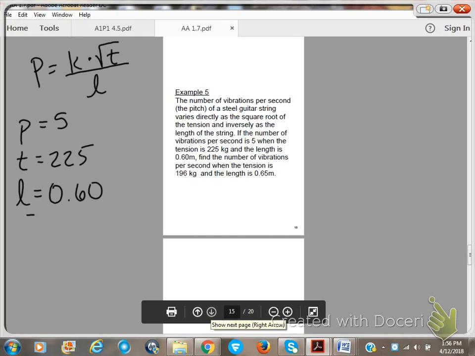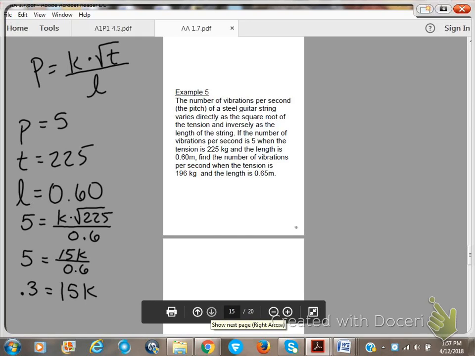So this gives us that 5 equals K times the square root of 225 divided by 0.6. So 5 equals, what is the square root of 225? 15K divided by 0.6. How would we get rid of the 0.6? Agreed. So multiply both sides by 0.6. And if you take 5 times 0.6, 0.3. Okay. 0.3 equals 15K. And then how do you get K by itself?